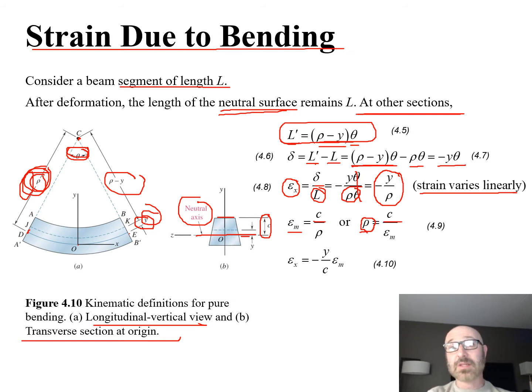That is equal to that distance c from that top surface down to our neutral axis divided by our max strain. We can also get a value now for our strain in the x direction relative to our max strain. So we go back up to the top. We can say that our strain in the x direction is equal to negative y over c, now rather than y over rho, because we've subbed this in for this and rearranged some variables, times this epsilon sub m to get this relationship.